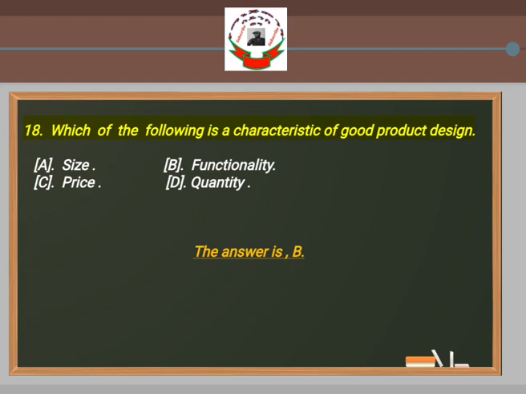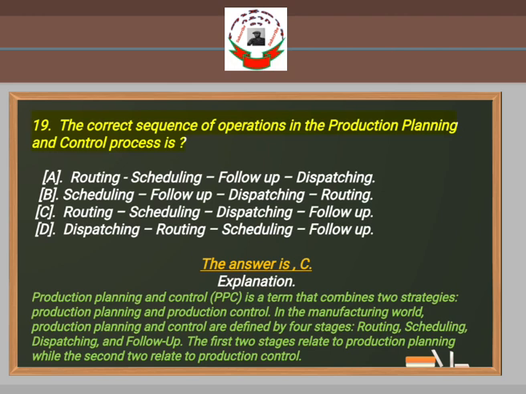18. Which of the following is a characteristic of good product design? A. Size. B. Functionality. C. Price. D. Quantity. The answer is B.